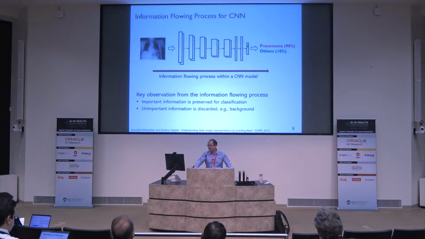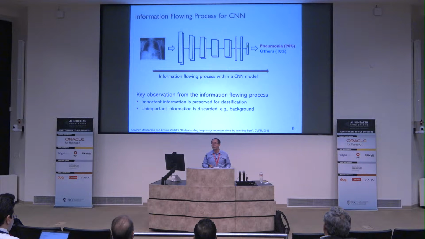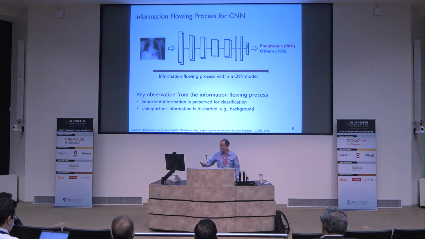Some key observations from the information flowing process concern the important information. What is the important information in this case? Those will be the information specifically related to the lung part of the patient, right? So important information is preserved for classification, and the unimportant information will be discarded through this nonlinear transformation process. This is how deep learning really works. That's how we're going to leverage the observations from the information flowing process.